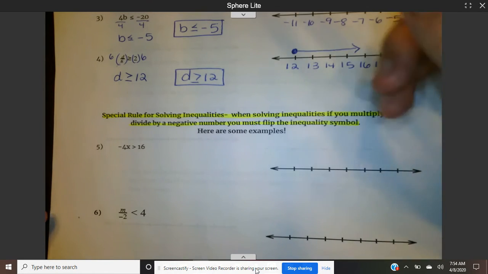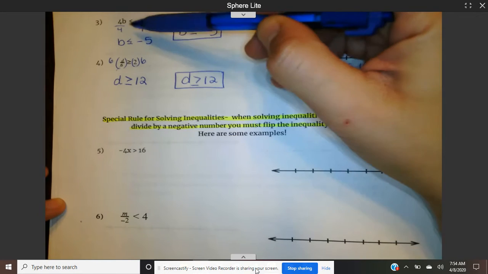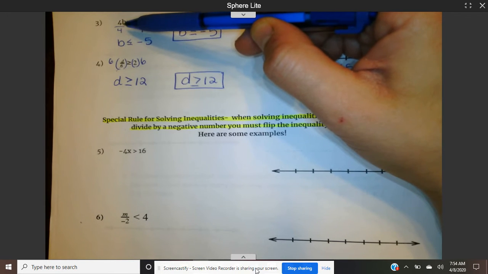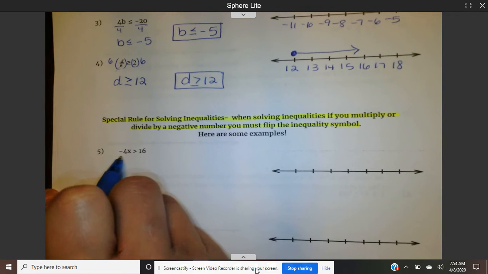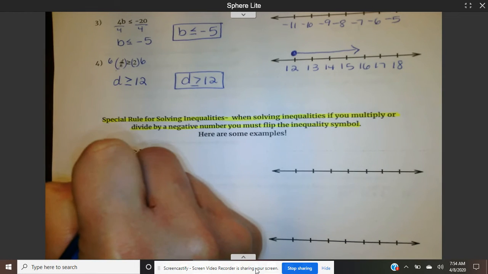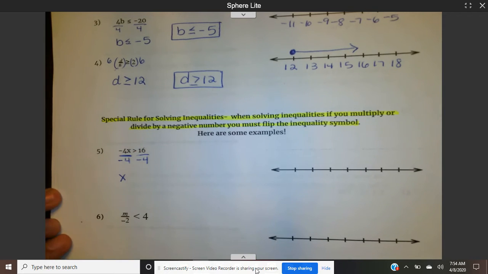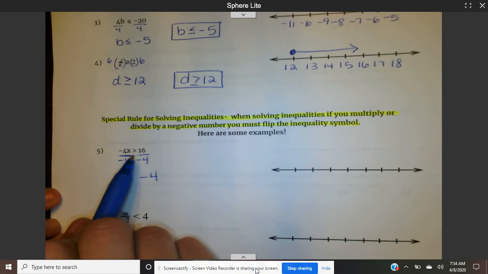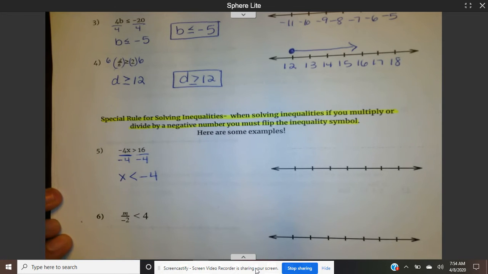So what I want you to notice, and I'm going to refer back to number 3. Number 3 and 5 are very similar, but if you notice, the coefficient in front of B is a positive 4. So if you have a positive coefficient, you're going to divide, everything's going to stay the same. If you have a negative coefficient, you're going to divide, okay? You're going to divide, but after you do your division, so 16 divided by negative 4, that's going to be negative 4. What you have to do is you need to reverse your symbol. So now x is going to be less than negative 4.